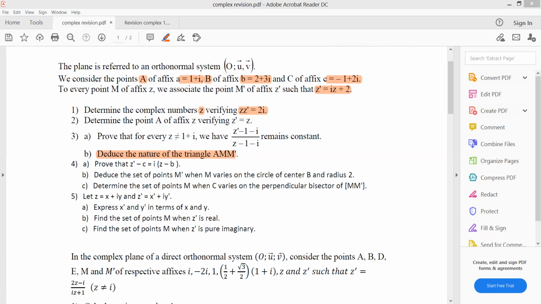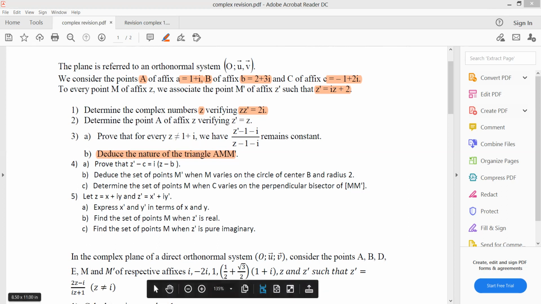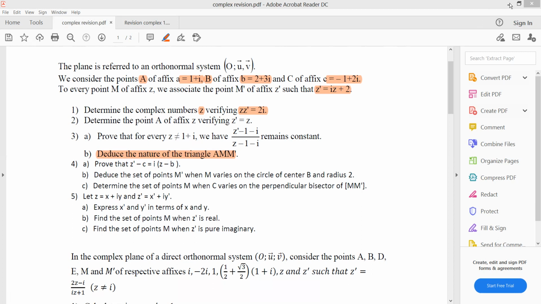We take the argument and the modulus. If the result is i, what will be the modulus and the argument? It gives i. If we have an imaginary, the argument is pi over 2. So what is the nature? Right. Only right? Right isosceles.